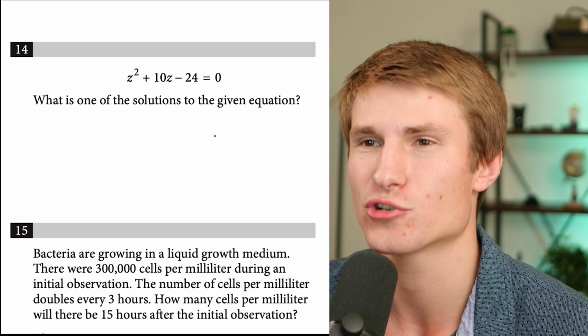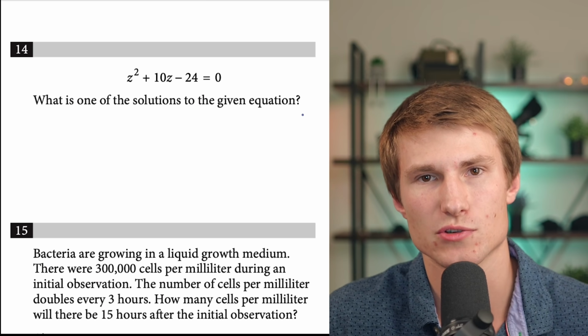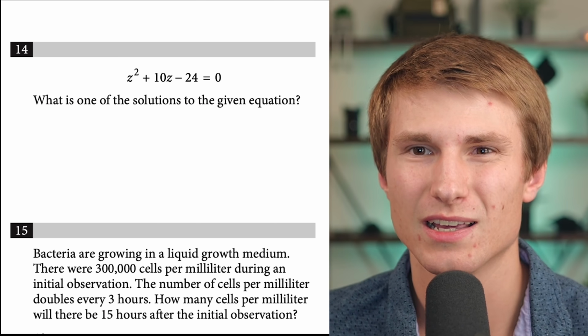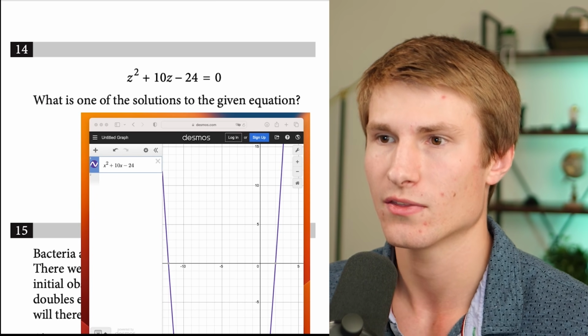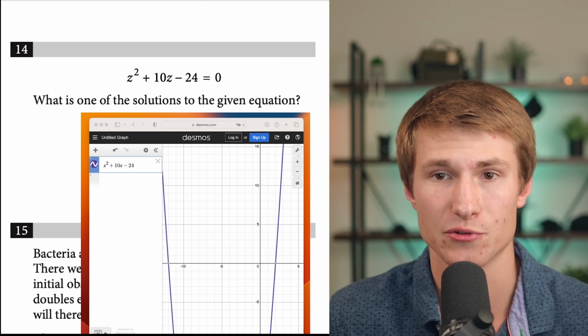Here's an example of when you should use your graphing calculator on the SAT math section. If you take a look at question 14, it states what is one of the solutions to the given equation. Now you could solve this without a graphing calculator by factoring, but it's really a smarter choice just to go ahead and use the graphing calculator. Now, as you can see here, this is Desmos, and you're going to have essentially a version of Desmos on the Blue Book SAT, on the new digital SAT.